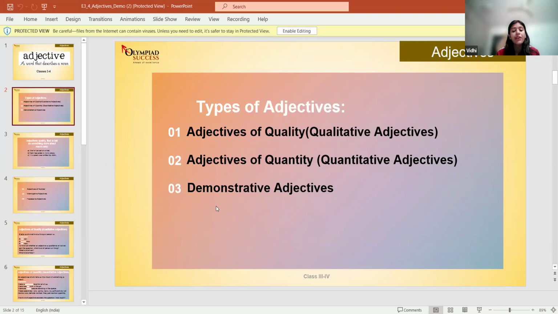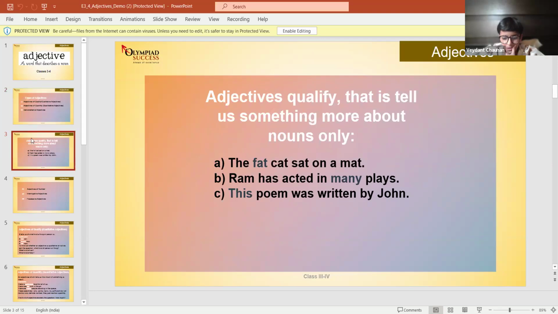These are the types of adjectives that we are going to see now. Adjectives qualify, that is, tell us something more about the nouns only. Now see the first sentence: The fat cat sat on a mat. Can you tell me what is the adjective in the first sentence? Fat. Yes.